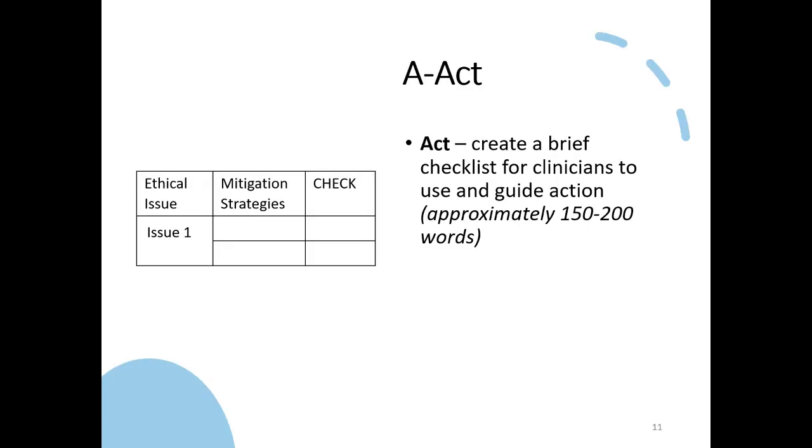All right, and finally, create a brief checklist for clinicians to use and guide their actions. Okay, so you're then going to list what your ethical issue is going to be, and what your mitigation strategies are going to be. So what I want you to do is to tease this out, that if you were actually working in this service, you'd be able to look at this and it will tell you about certain ethical issues you might encounter while you're delivering this service and while you're working with this particular community and their people. Okay, and you're going to list what the mitigation strategies might be.